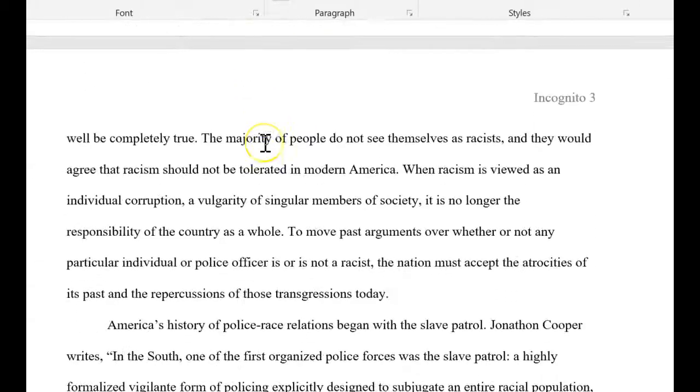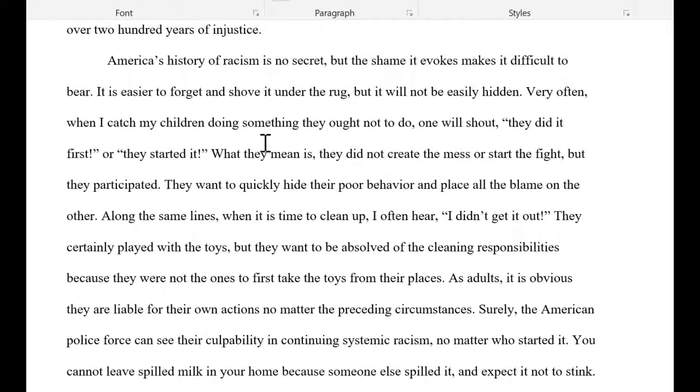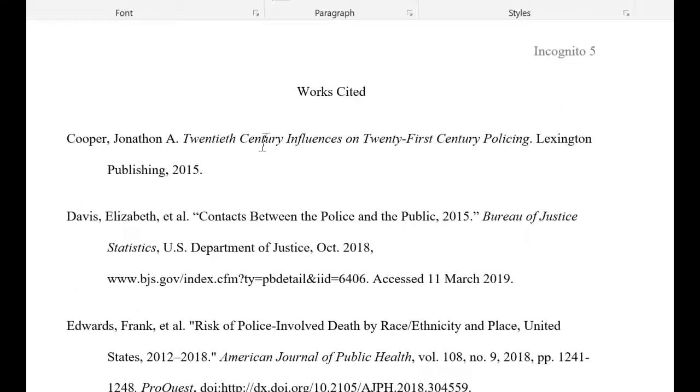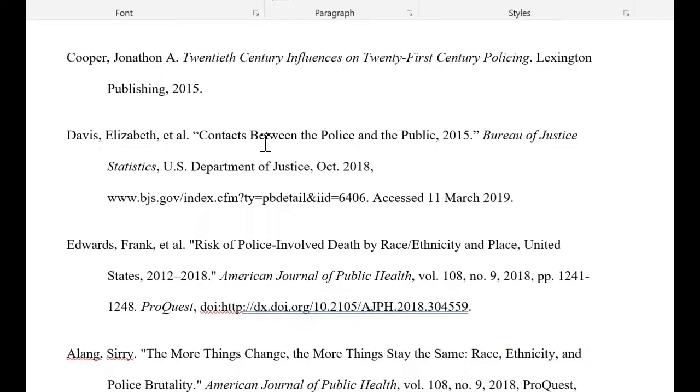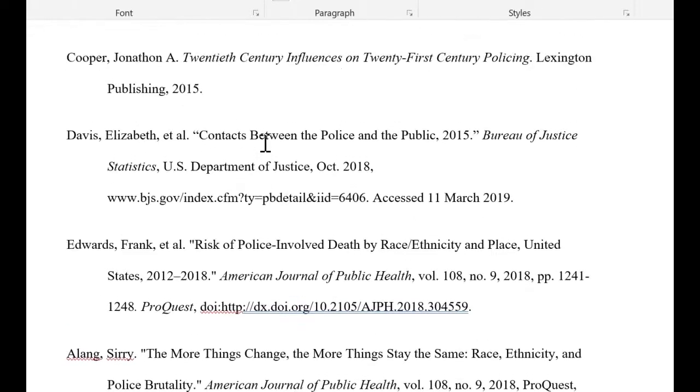The problem is this, and it's a problem that I often see in these papers, but it is certainly something you want to double-check, triple-check, and make sure it doesn't happen. You saw McNeely earlier in the paper cited as a source, but McNeely doesn't appear on the works cited page.